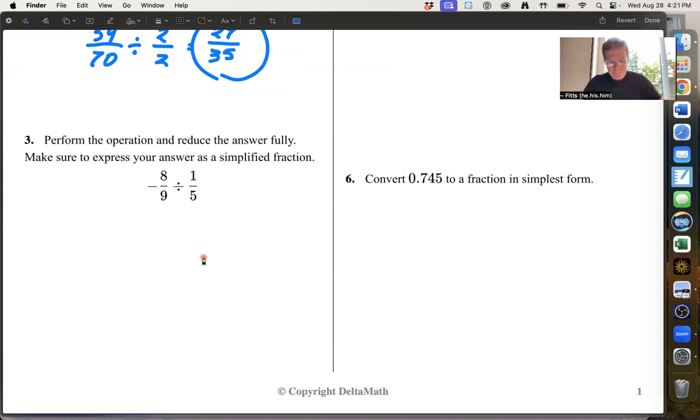So, okay. Perform the operation and reduce the answer fully. Make sure to express your answer as a simplified fraction. All right, so now we're dividing by a fraction. So think about this. What is 6 divided by 3? That's 2, right? How many 3's go into 6? 2, right? What's 6 divided by 1/2? Well, how many halves go into 6?